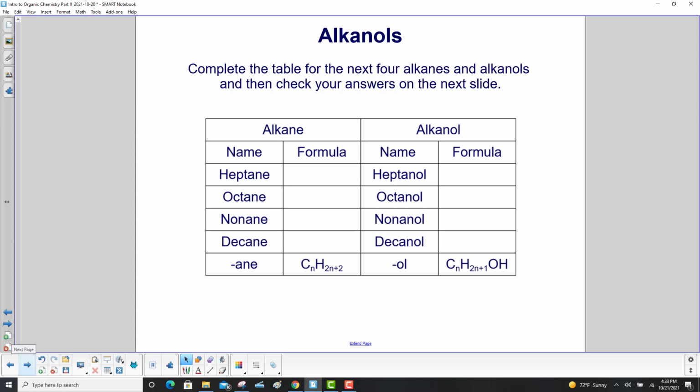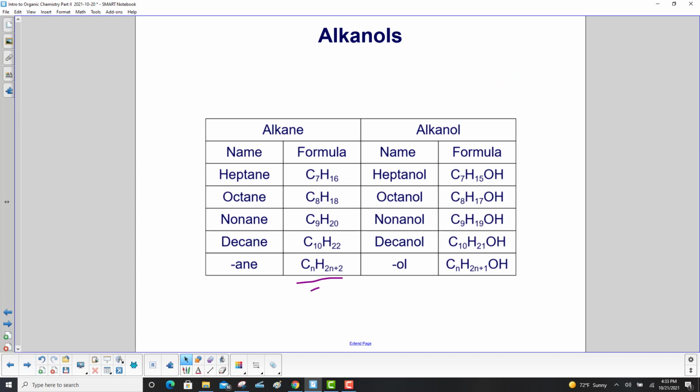Now try doing the next 4. Heptane, octane, nonane, and decane. First, put the formula in here for the alkane, and then convert that to the alkanol by removing one H and putting in an OH. So pause the video, give this a shot, and then go to the next page for the answers.